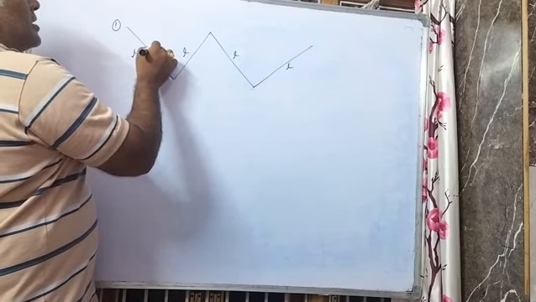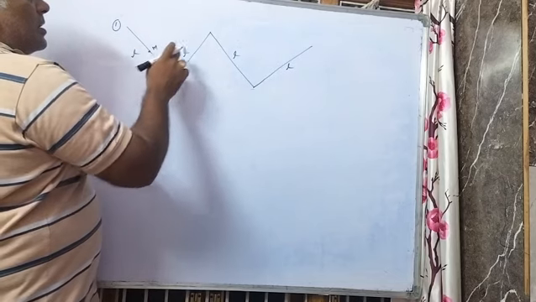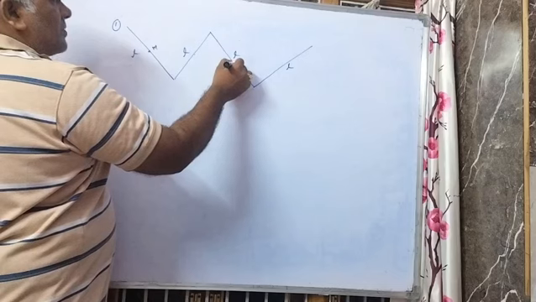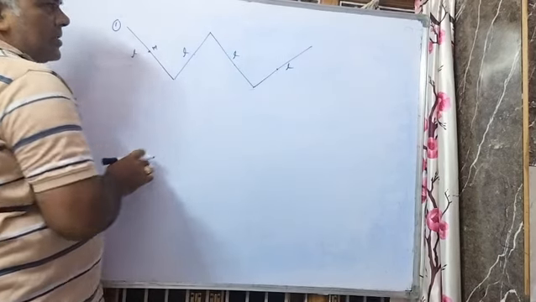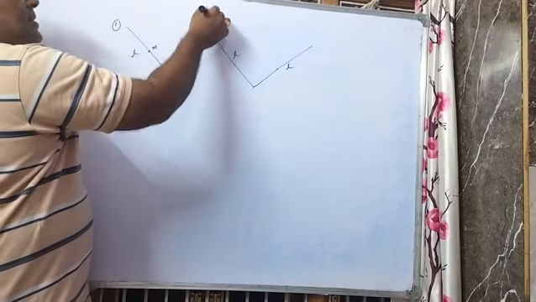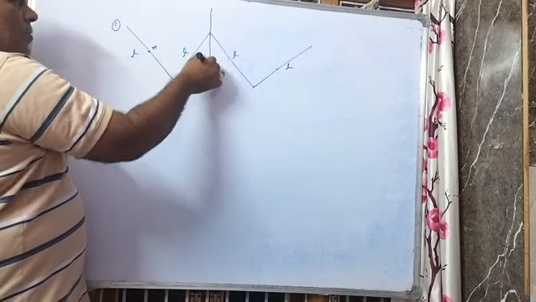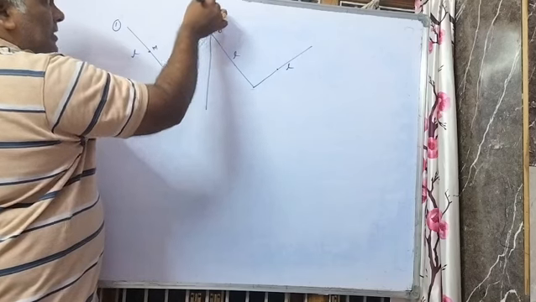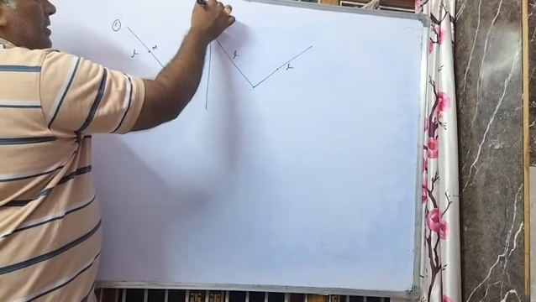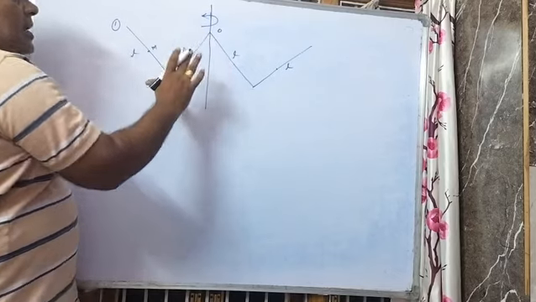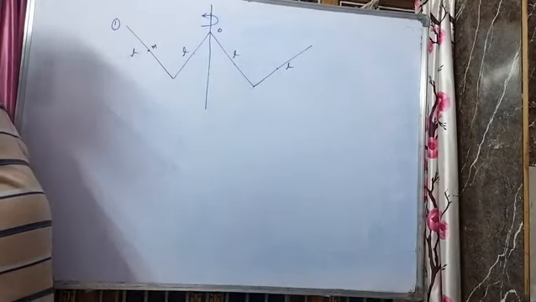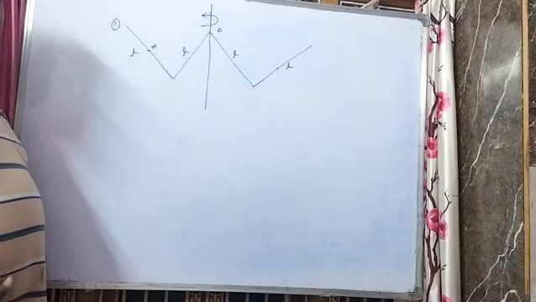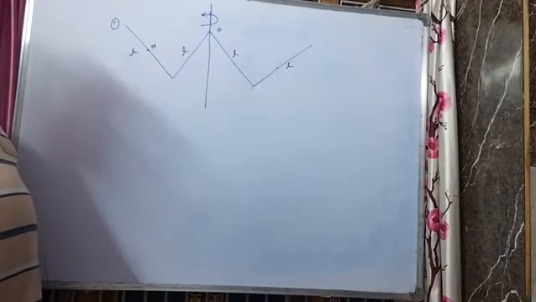Here the mass will be concentrated at its center. And the axis is passing through a point O. About this axis, the entire system is rotating. Then we are calculating the moment of inertia of the system.